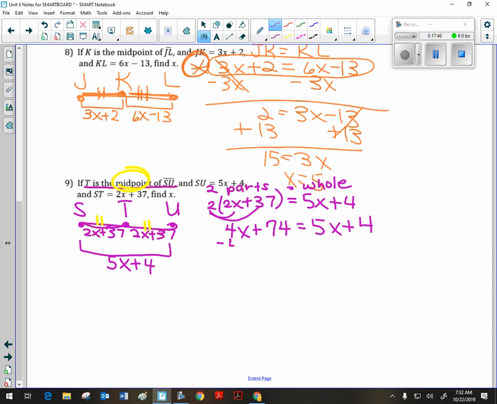I'm going to minus the 4x from both sides, and I'm going to minus the 4 from both sides. So I get 70 is equal to x. So in this case, x is 70.